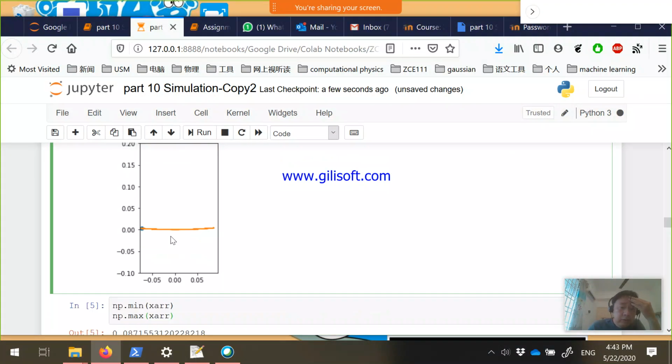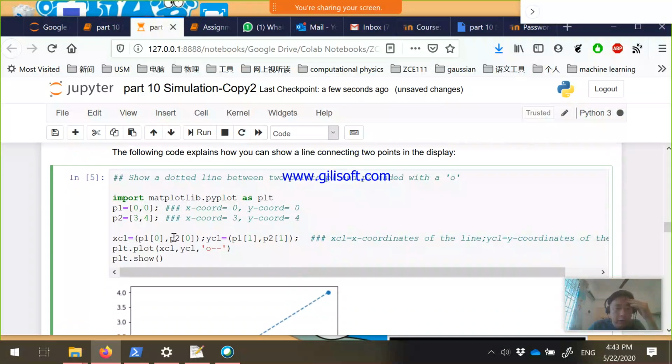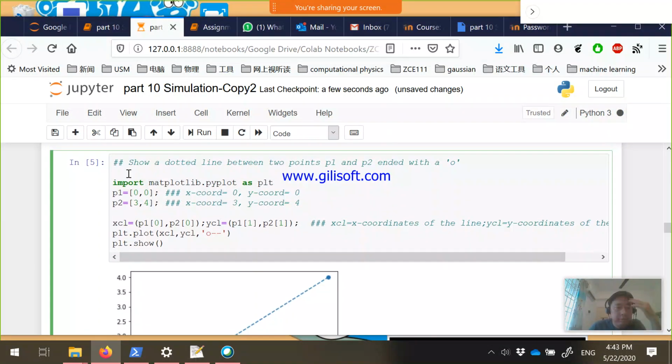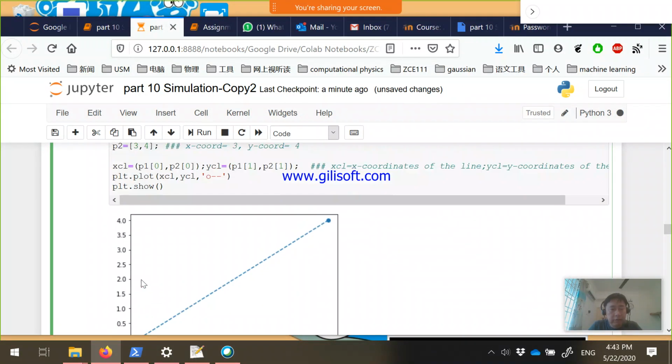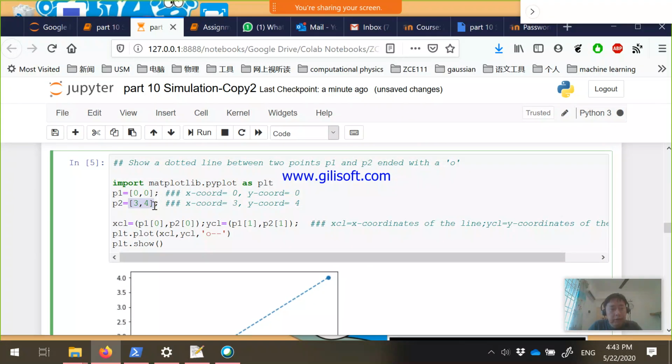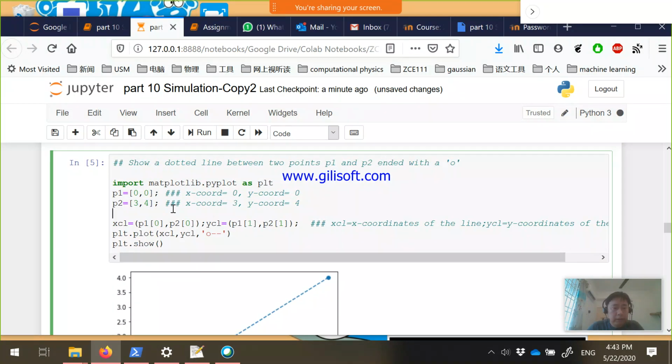To draw a line, you need to learn this very simple thing. Here I have a very simple code that says you have 2 points. For example, the first point P1, which is at the coordinate 0, 0, and then P2 at the coordinate 3, 4. How do you draw the line between them? I think the idea is very simple.